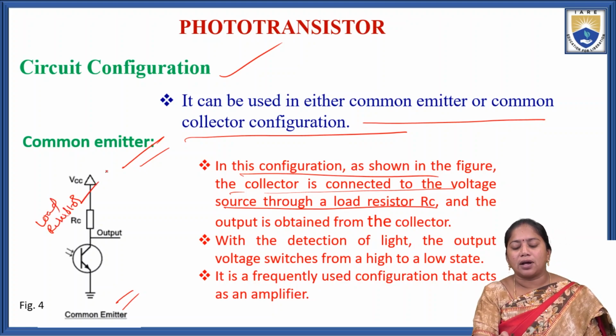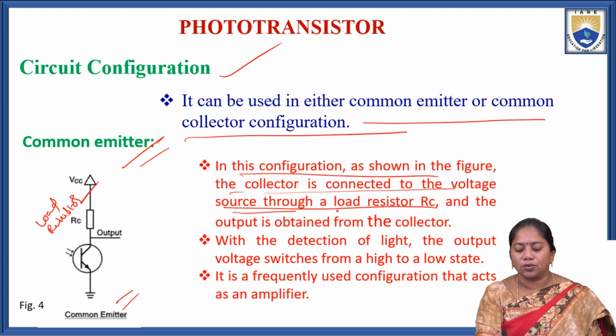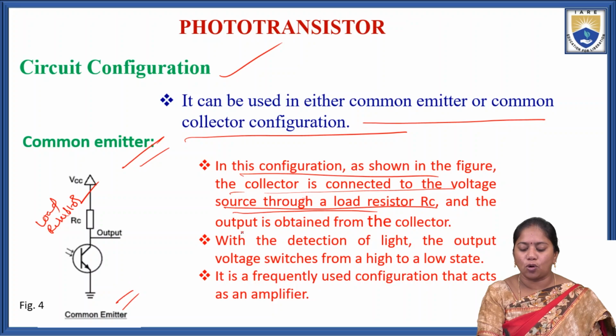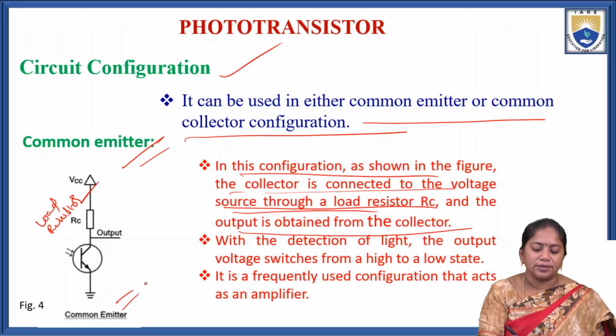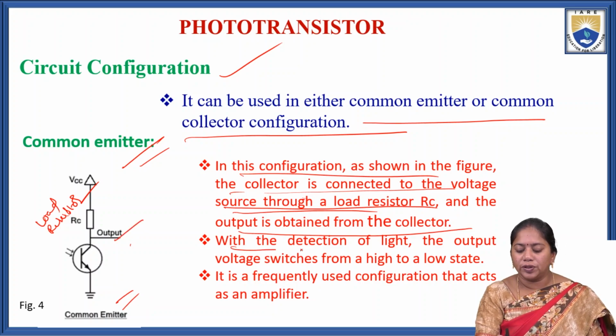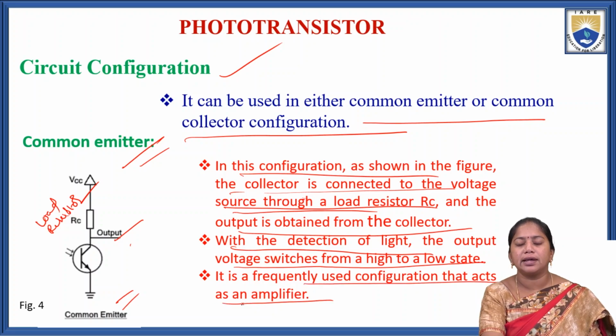So in this configuration, the collector is connected to the voltage source through the load resistor RC, and the output is obtained from the collector. Here this is the output. With the detection of the light, the output voltage switches from the high to low state. It is a frequently used configuration that acts as an amplifier.